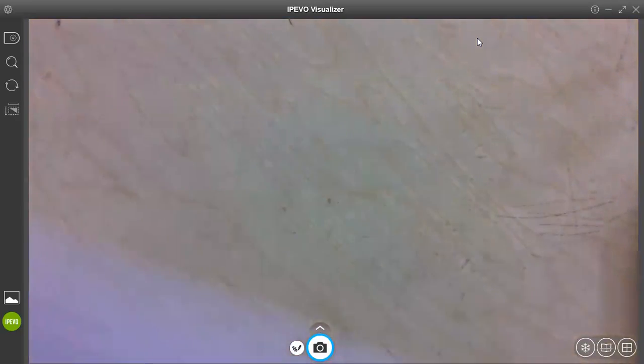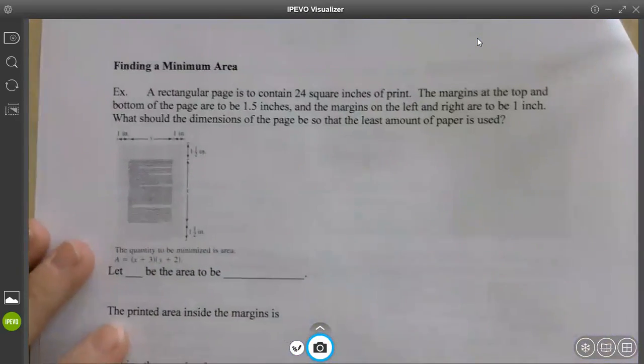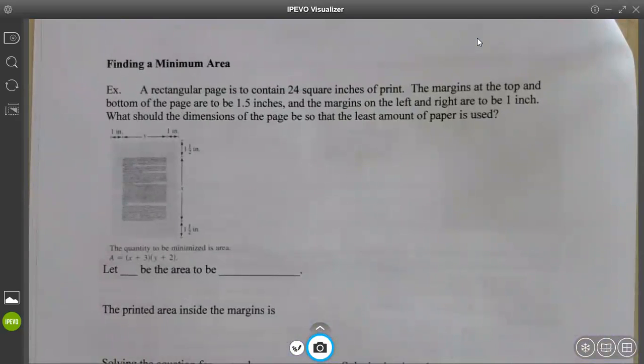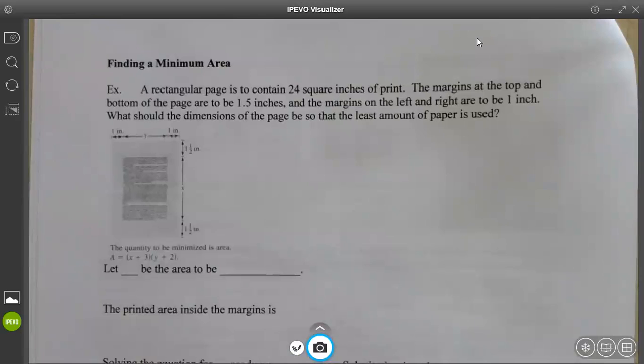All right, finding minimum area. A rectangular page contains 24 square inches of print. The margins at the top and the bottom of the page are to be 1.5 inches, and the margins on the left and the right are to be 1 inch. What should the dimensions of the page be so the least amount of paper is used?